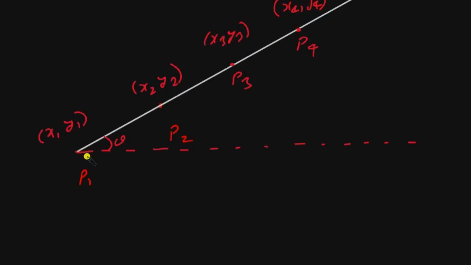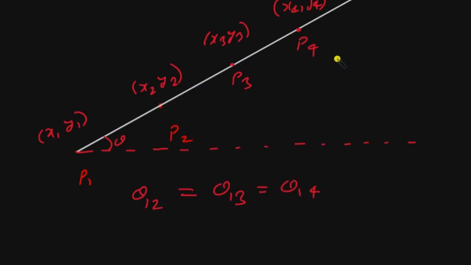Now we can clearly see, if we find the slope of the line joining P1 and P2, the slope will be theta. So the slope of the line joining P1 and P2 will be equal to the slope of the line joining P1 and P3, right? And also the slope of the line joining P4 and P1, if they lie on the same line.